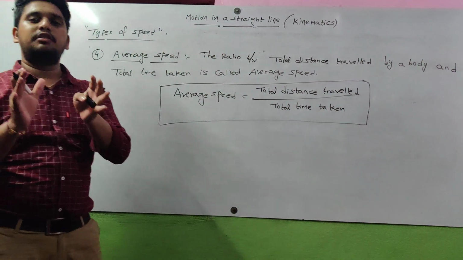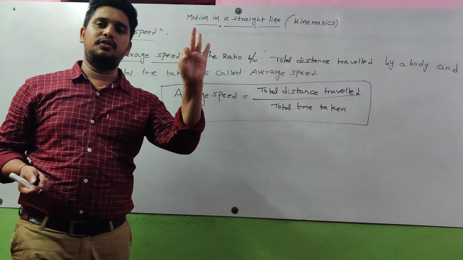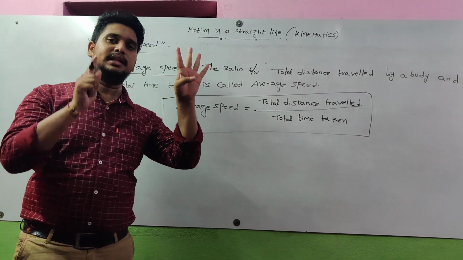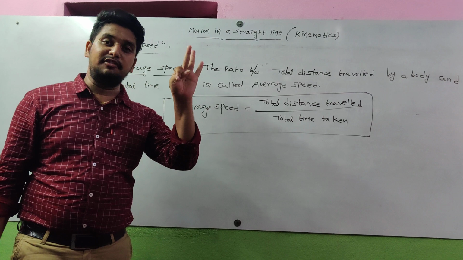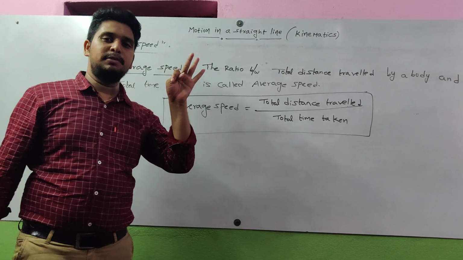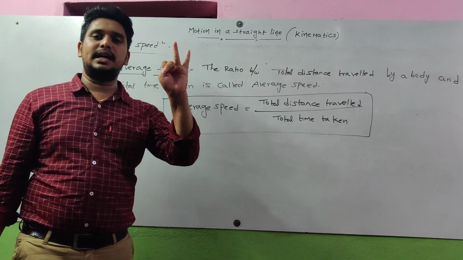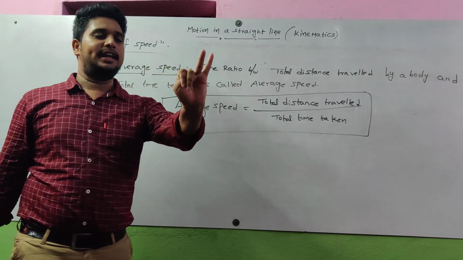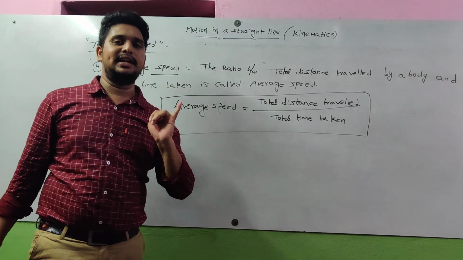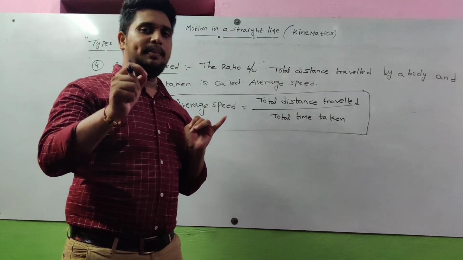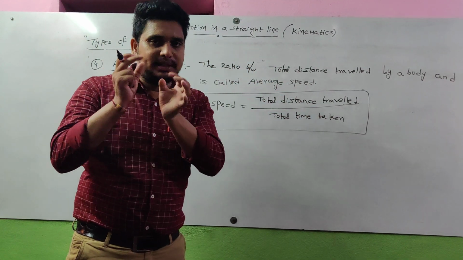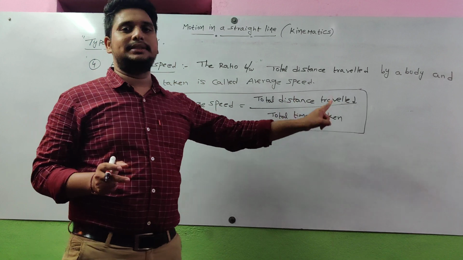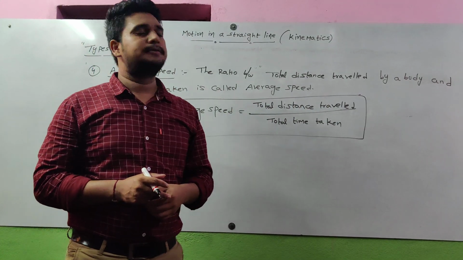Again I repeat, we have four types of speeds: uniform speed, non-uniform speed, instantaneous speed, average speed. Uniform speed means speed is constant. If speed varies, then the body is said to be in non-uniform speed. Next, instantaneous speed: if a body has a speed at a particular instant, that speed is called instantaneous speed. The fourth one, very important, is average speed. Average speed is the ratio between total distance traveled by the body and total time taken. So average speed is equal to total distance traveled divided by total time taken. This is the formula for average speed.